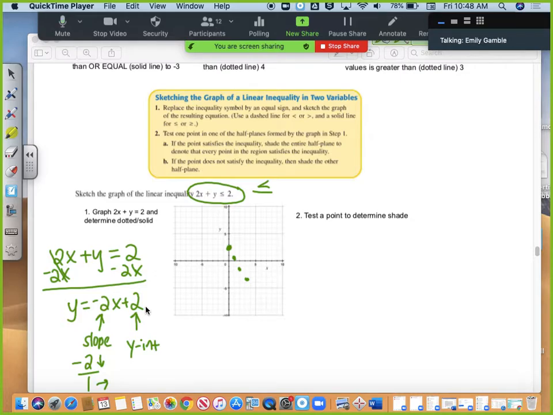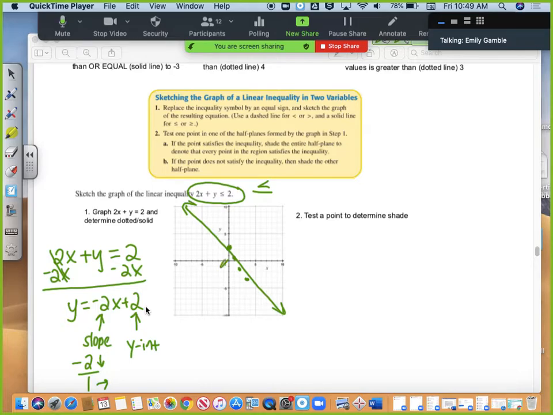Solid. Yes. So it's almost like an equation. It looks just like an equation right now because it's a solid line, and solid lines work for less than or equal to or greater than or equal to. The last thing we're going to do is determine a point that we would like to test to see which area is shaded. This line splits up the coordinate plane into two parts, the part below or the part above.